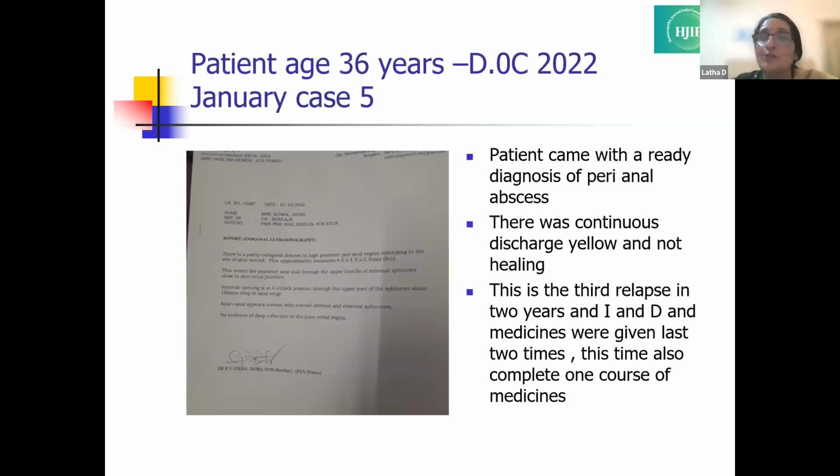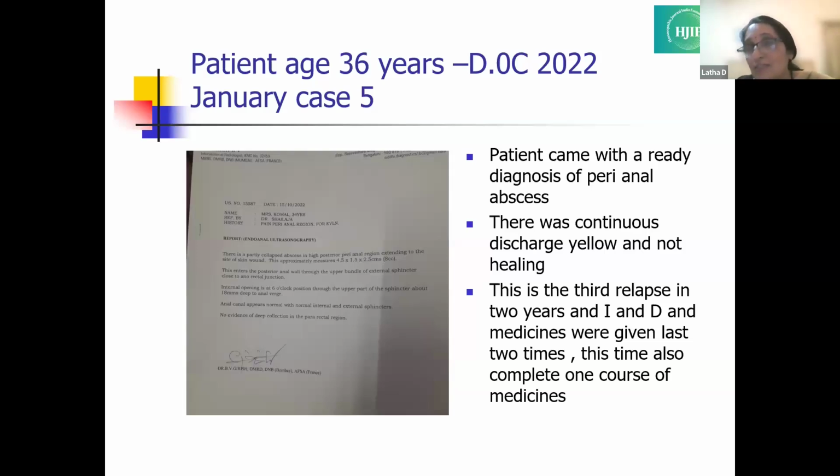Now we take a case to understand sensitivity. This is a patient who has come with a diagnosis of perianal abscess. The only symptom right now we have is a discharging abscess. See what is mentioned here, 4.5 by 1.5 by 2.5 centimeters. There is nothing else except a collapsed abscess which is not healing.